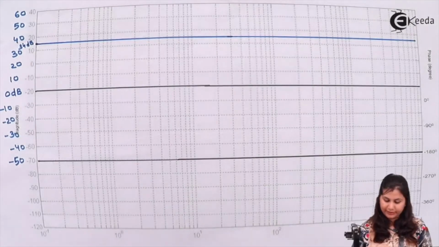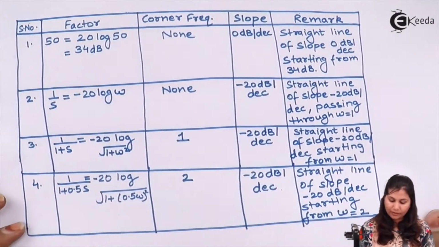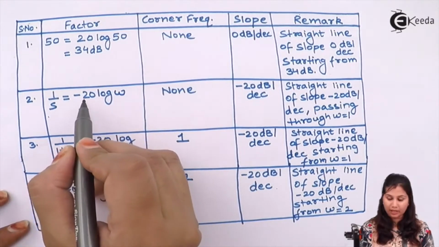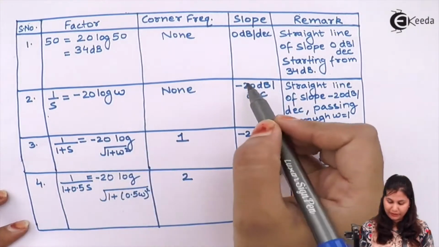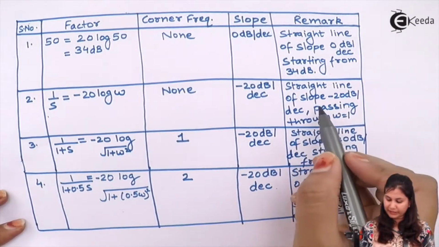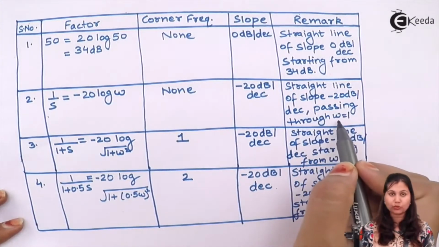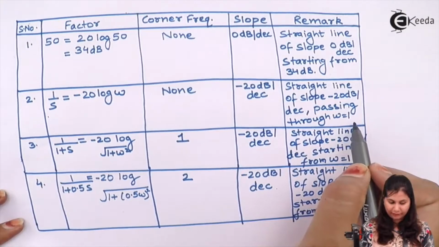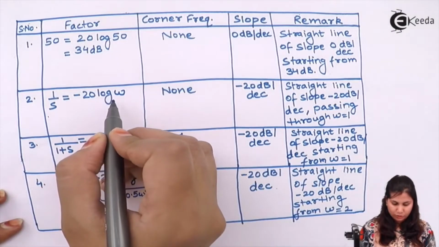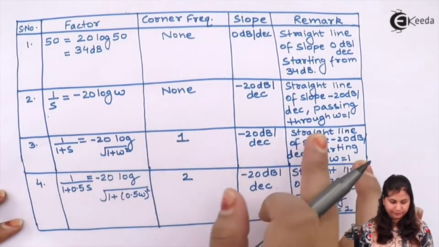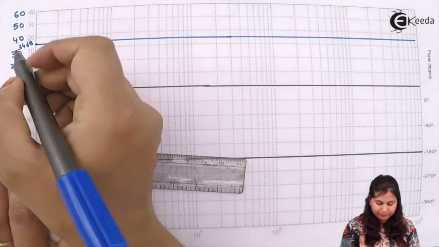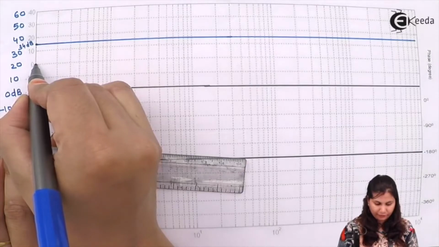Okay, we have represented the constant factor 50. Now the second factor is 1 by s, and its magnitude is minus 20 log omega, with slope minus 20 dBs per decade. It will be a straight line of slope minus 20 dBs per decade passing through omega equals 1, starting from the point minus 20 log omega. So let's draw this line. 20 is here, so it will start from 20.